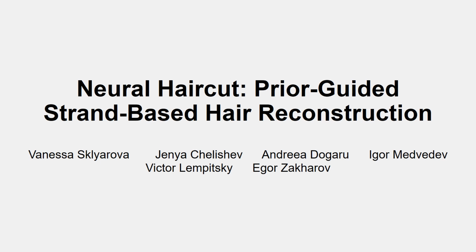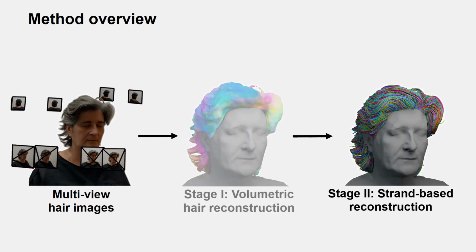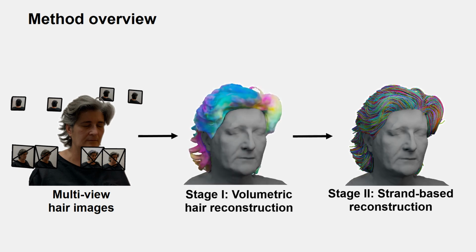We propose a new image-based modeling method named Neural Haircut that recovers human hair from multi-view photographs or monocular videos. Our approach consists of 2 stages. During the first stage, we reconstruct coarse hair, head, and shoulders geometry using neural signed distance functions and an additional hair growth direction field. At the second stage, we use the coarse volumetric geometry to reconstruct individual hair strands.